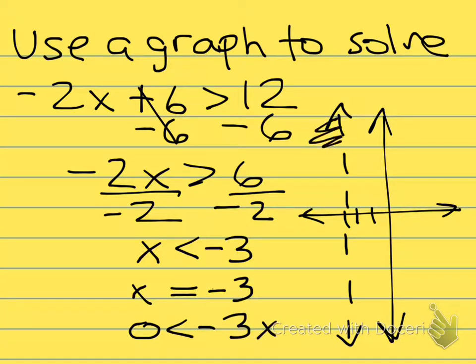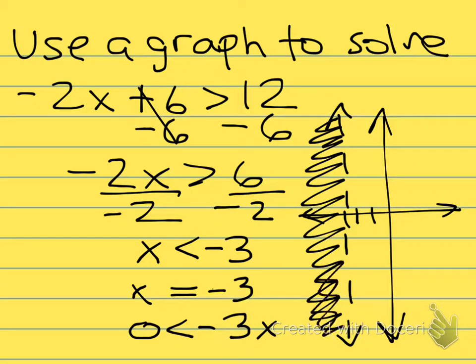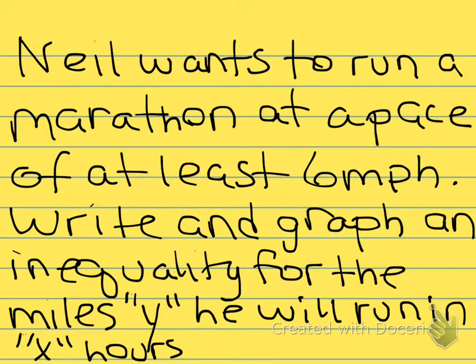And again, that would mean I shade away from 0, 0. And if I look in my shaded area, all of this shaded area does not include negative 3, but it's all in the less than area of the graph. So that means my answer, x is less than negative 3, is correct. And we have one more.